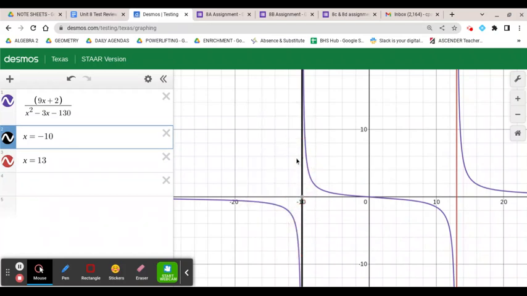So you can do it by hand, you can graph it, you can go into the quadratic calculator after you set it equal to 0 and find the restrictions on the domain that way.